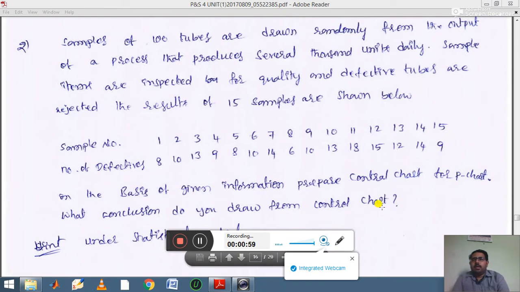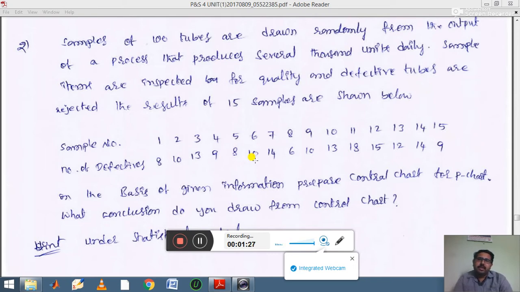Here in this example you need to calculate the CL value. Like the first example, they are given here sample numbers and D values, number of defectives. Calculate the CL value, the P bar value, by using this data. Summation D by summation N gives your P bar value. Then proceed for finding UCL and LCL value.